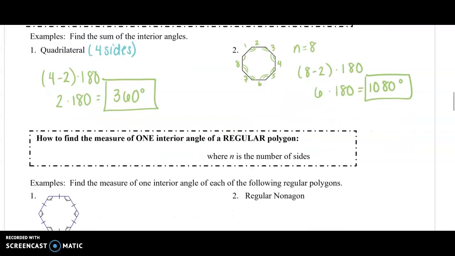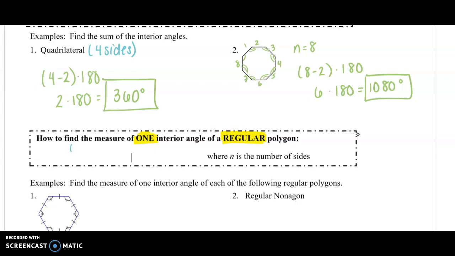Okay? So now it's how do I find the measure of one interior angle of a regular polygon? And the only reason why we can do this for a regular polygon is because in a regular polygon, all of the angles are going to be the same. Okay, you cannot do this for something that is not a regular polygon. Okay, so we're finding just one of the interior angles. We just found what the sum is, what they all add up to. Now I want to know what just one of them would be if I have a regular polygon.